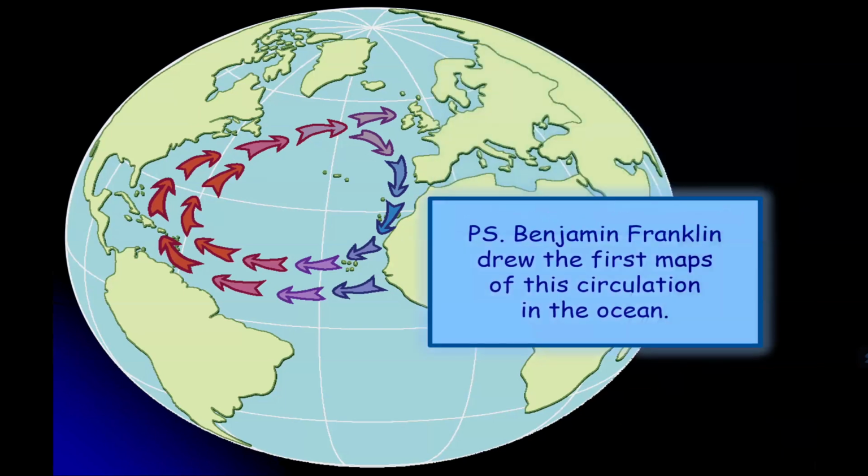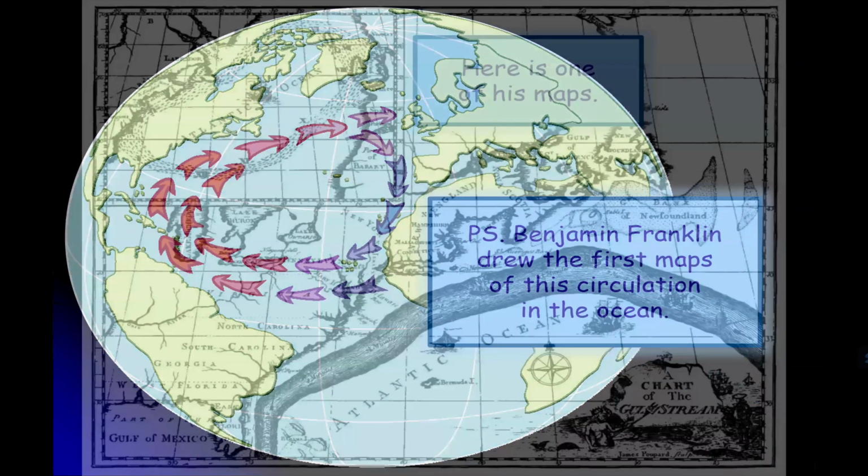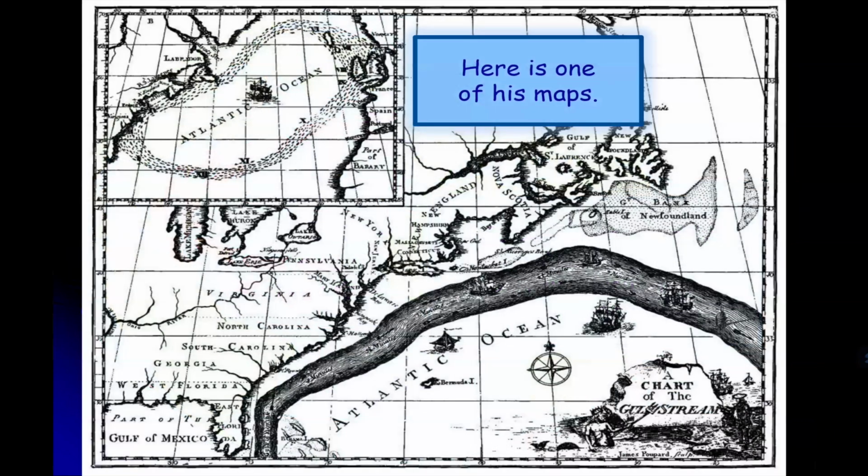Oh, and Benjamin Franklin drew the very first maps of this circulation. He interviewed a couple dozen ship captains about how fast they went across the ocean and what direction the wind was blowing from, and he made this map. It's got a little bitty map up in the corner that shows the complete circulation.